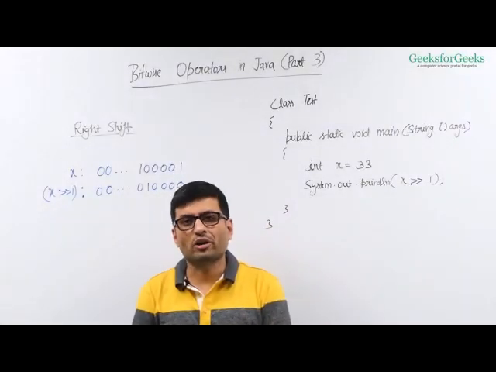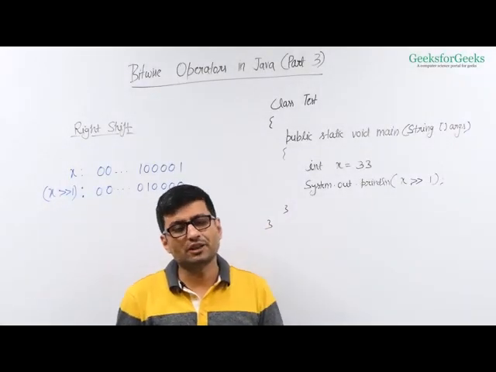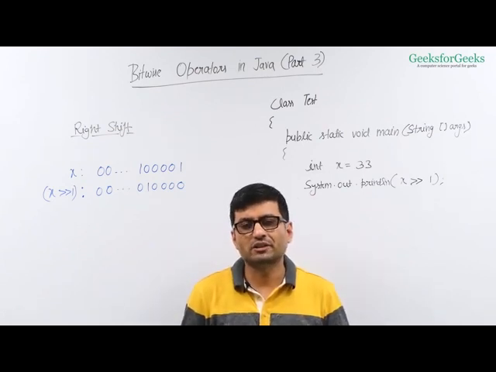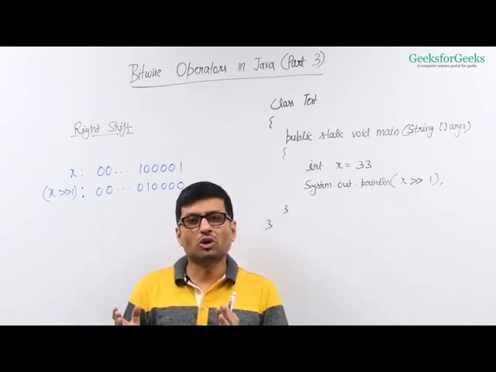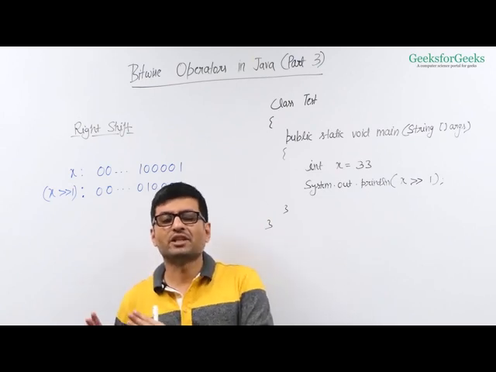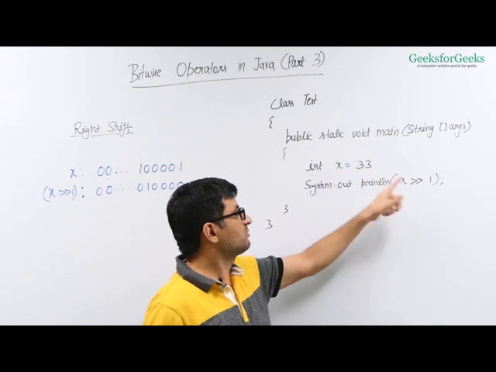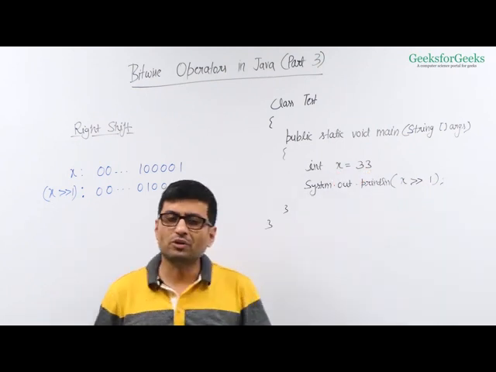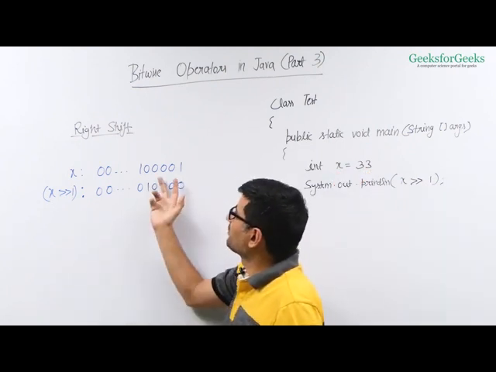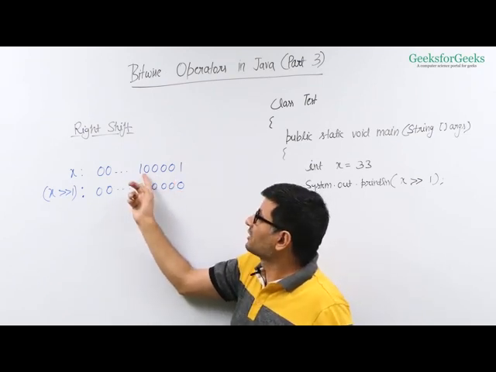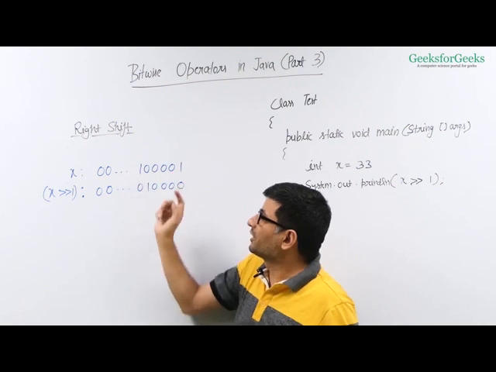Let us now talk about right shift operator. Right shift is opposite of left shift. What happens in right shift is you shift all the bits right by the given positions. So I've shifted right this number x by 1. So what we do is we consider the binary representation of 33, which is our x. So binary representation is this, 32 plus 1, 33.